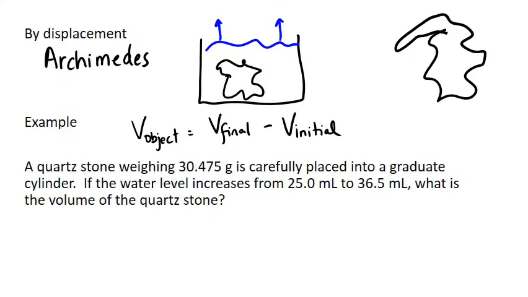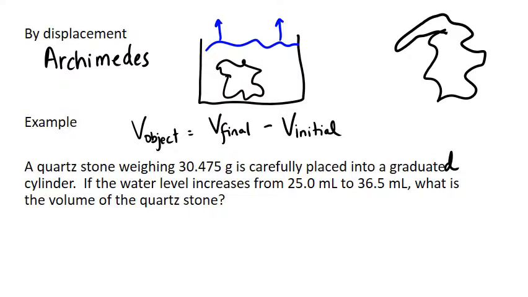Okay? So we've got an example that says a quartz stone weighing 30.475 grams is carefully placed into a graduated cylinder. If the water level increases from 25 milliliters to 36.5 milliliters, what's the volume of the quartz stone? Well, when you start looking at a problem like this, I want you to start thinking about which numbers you need, what things are important, what are not.